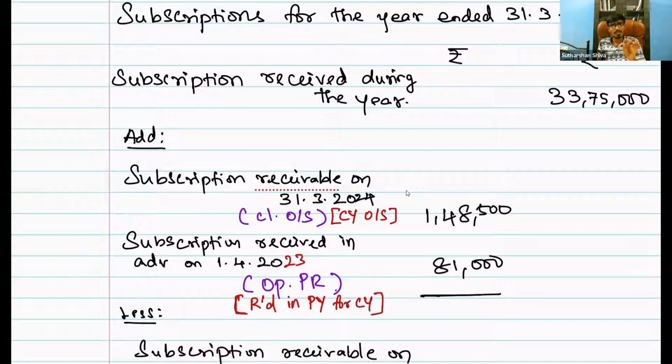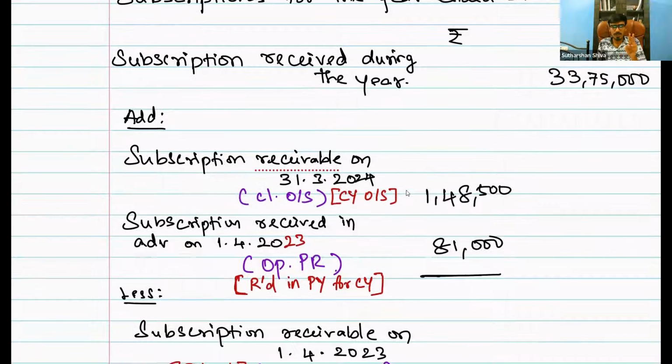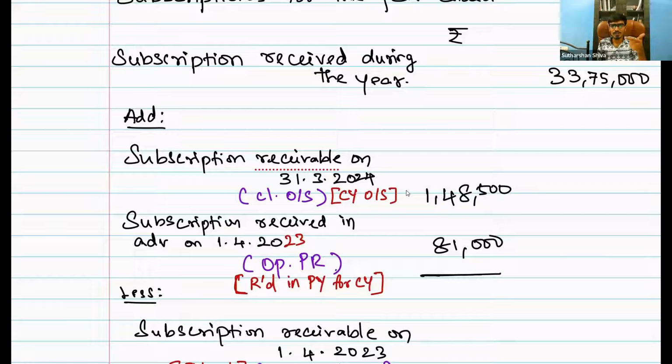If that same question comes for your working note in your examination, at that time you can reduce it to a short form: closing outstanding, opening pre-received, like that. PR means pre-received, OS means outstanding. Whatever subscription received during the year, you will add two things. One is closing outstanding, that is for the current year. We will add opening pre-received, the amount received which is for the current year, which was received in the previous year. The two values we will add.